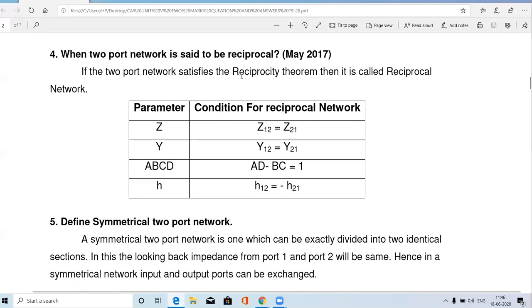We discussed the reciprocity theorem in the second unit. In the network theorems, we discussed so many theorems: Thevenin's, Norton's, superposition, maximum power transfer theorem, and reciprocity theorem. So if a two-port network satisfies the reciprocity theorem, that network is called a reciprocal network. So what is the reciprocity theorem?